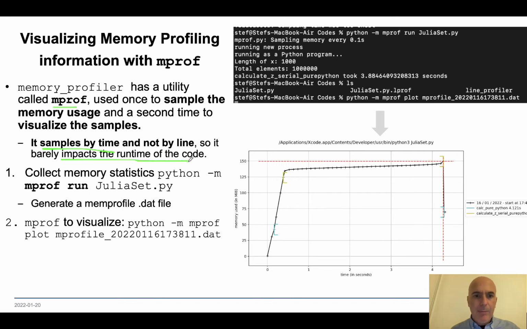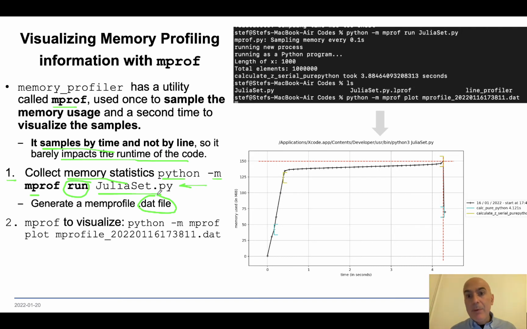The first step to use mprof is actually to collect the memory statistics. So we just gather the statistics. To do that, we do python -m mprof, and then we put the keyword run and the name of the code. So this line is going to profile, by sampling time by time, the memory usage of our code. The output of this command is going to be a .dat file with all the information from our memory usage profile.